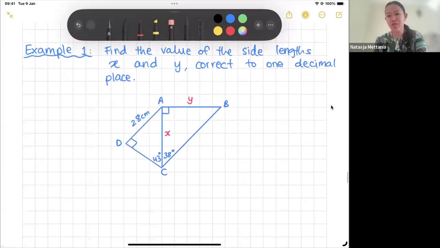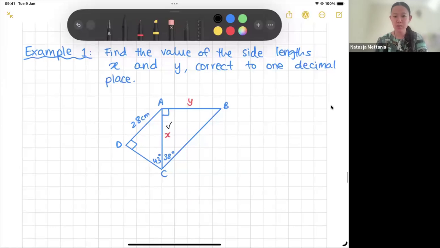Example number one: find the value of side lengths x and y correct to one decimal place. Got your main diagram here. You have to figure out what x and y are. But first, I have to figure out which one to find first. In this case, I'm going to figure out what x is first, because I can't find out what y is until I figure out what x is.